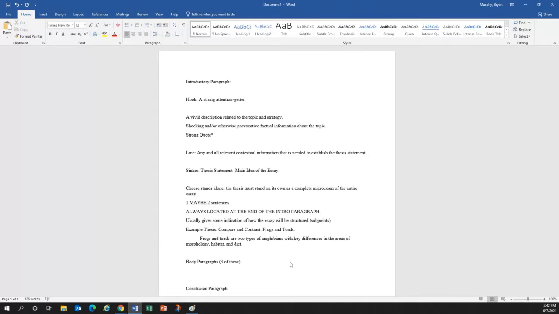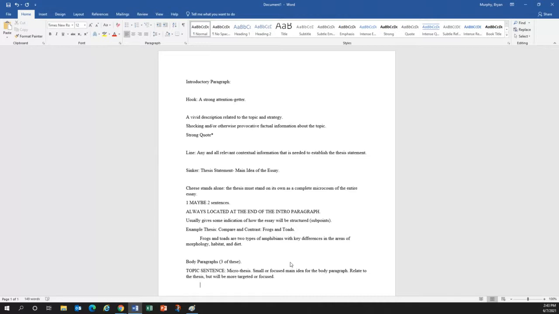Well, this is where the next term that's very important comes into play, and that is topic sentence. So what is a topic sentence? It's a microthesis. It's a small or focused main idea for the body paragraph. So it will always relate to the thesis, but will be more targeted or focused. If the thesis is broad, the topic sentence is going to be a little bit more specific. So let's go back to our frogs and toads.